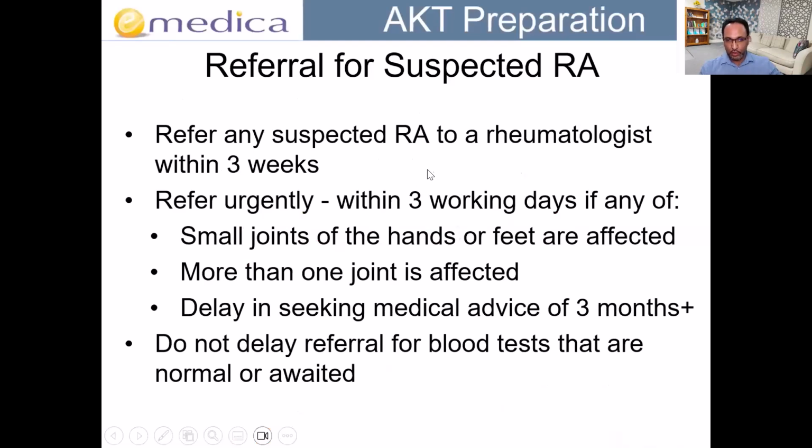So anyone with suspected rheumatoid, they should be seen within 3 weeks. Who to refer even more urgently? Small joints of the hands or feet, multiple joints, or they've already had symptoms for at least 3 months by the time they present. The reason for that is at that point, they're likely to have significant disease progression. So the sooner they get seen and get put onto disease-modifying anti-rheumatic drugs, the more likely that we can improve their outcomes, okay? So, you know, while you can start doing the bloods, don't wait for the results and delay the referral because of that, okay?